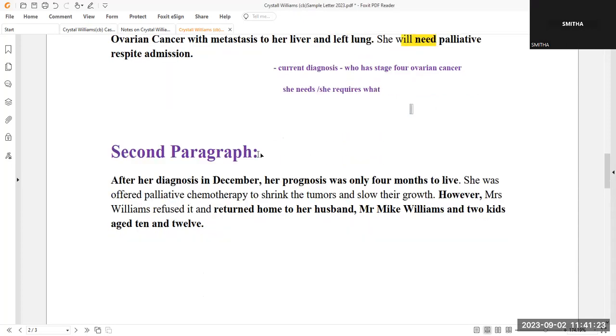Okay, now look at the second paragraph. Jose, can you read the second paragraph for me? Yes, after her diagnosis in December, her prognosis was only 4 months to live. So, the focus of my second... Okay, continue reading.